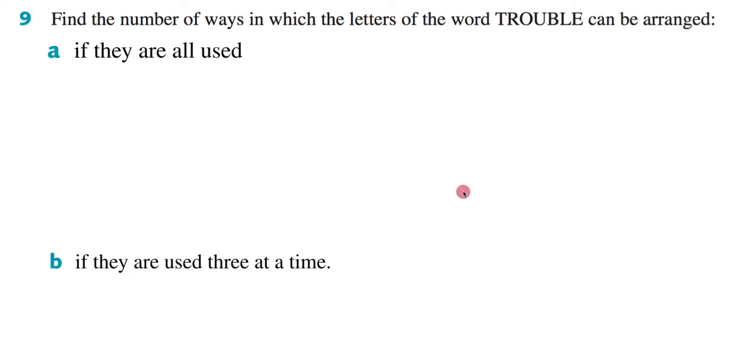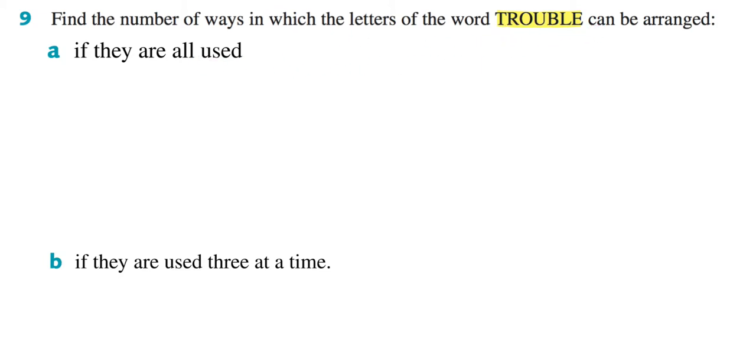So we're going through exercise 10b, and in this video we're going to be working through question 9, which says find the number of ways in which the letters of the word trouble can be arranged, A, if they are all used. So let's take a step back and really ask what this question is asking of us. We're trying to find all the different arrangements of these letters if we use all of them.